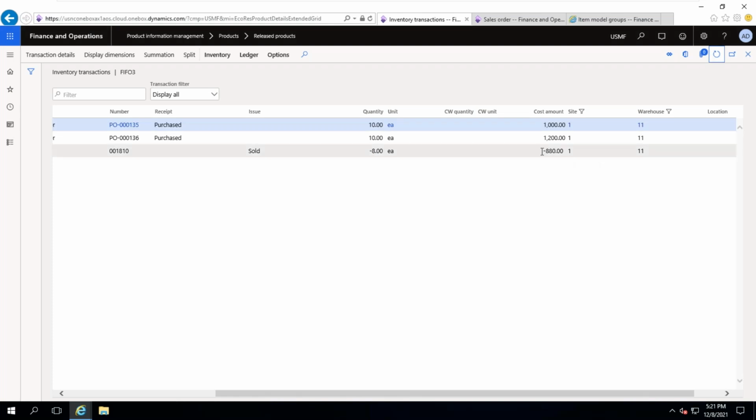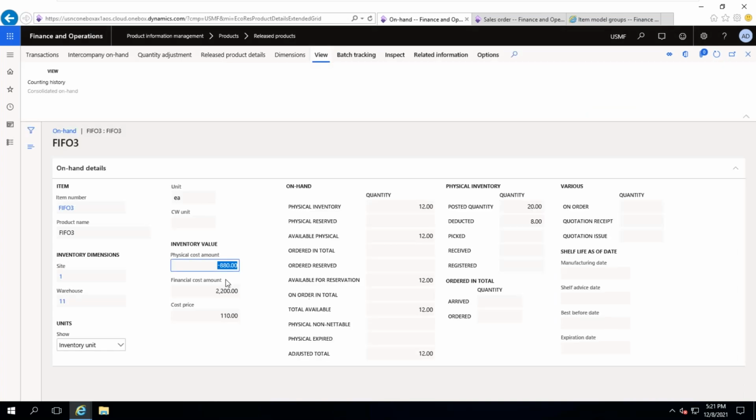It was 880 minus 880. Now if you close here, what is the expectation? From 2200, minus 880 will be deducted, then it will become 1320, and this cost price is 110 only. Look at this one. It is 1320 because 2200 minus 880 is 1320, and 110 is the cost price. Then it is completely wrong.